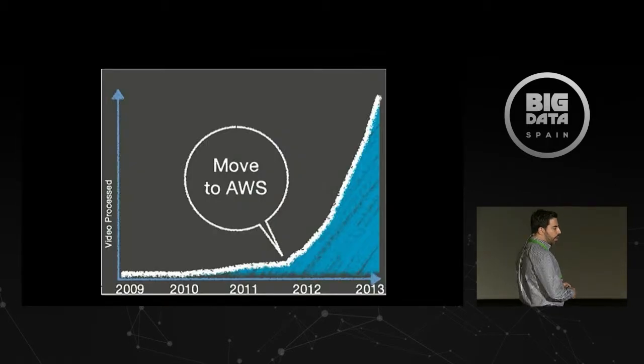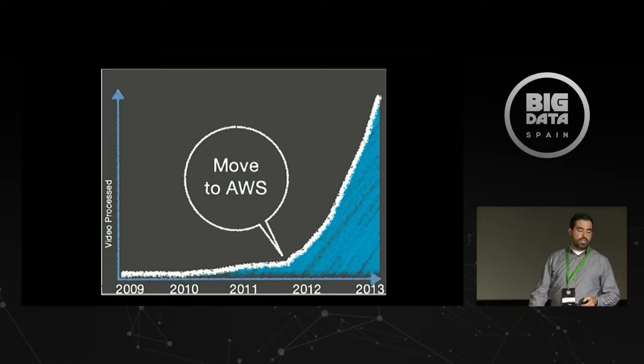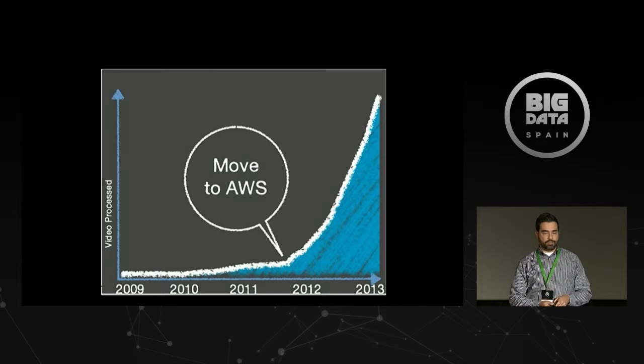And you can see here how the move to AWS for this company facilitated a very rapid growth in terms of utilization for their service. It would be very hard to do this in traditional data centers if they had to do it on their own.